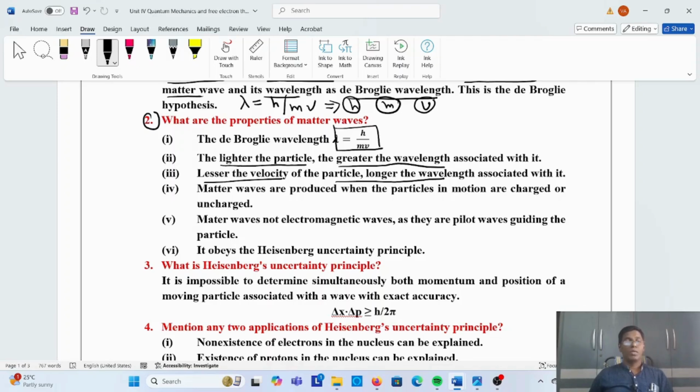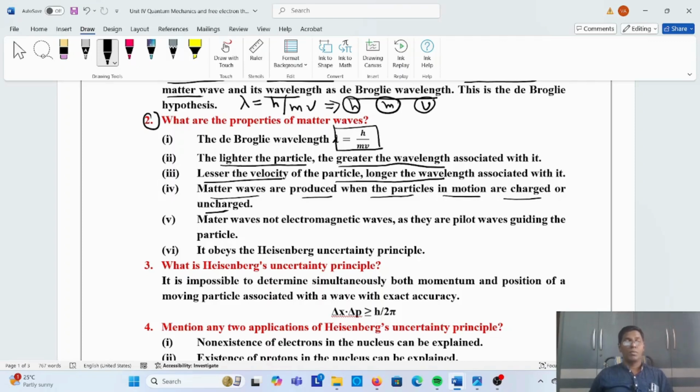And the fourth property, matter waves are produced when the particles are in motion, either they are charged or uncharged. What is the meaning of this property? Whether particles are charged or uncharged, we will get the matter waves. That is the fourth property.